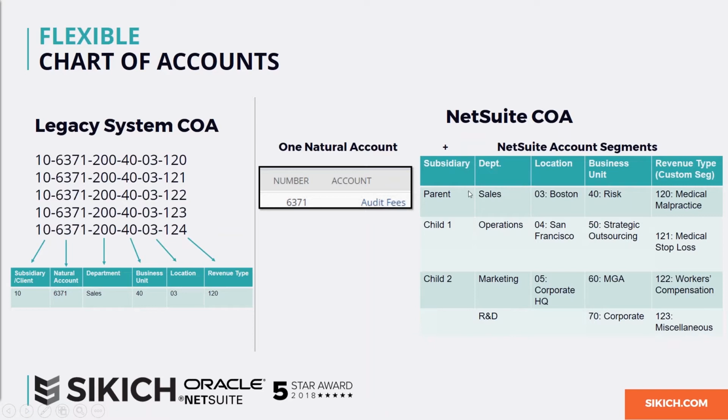So, for subsidiary, these would be your 10 legal entities, your different departments that could continue on and on, your locations, some of those business units that you have, and then maybe this custom segment for revenue type, whatever that might look like.